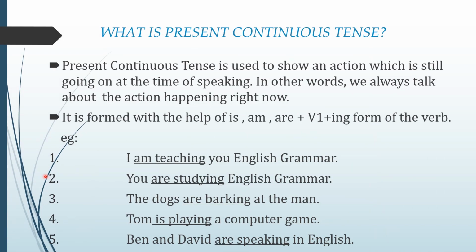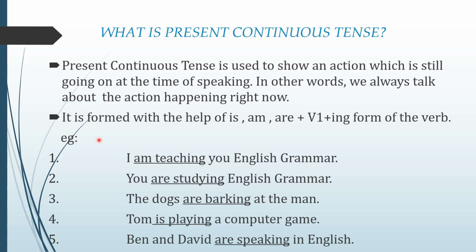What is present continuous tense? Present continuous tense is used to show an action which is still going on at the time of speaking. In other words, we always talk about the action happening right now.